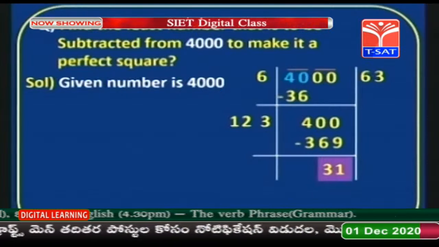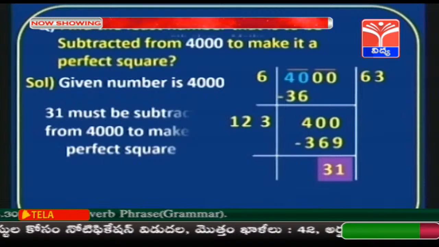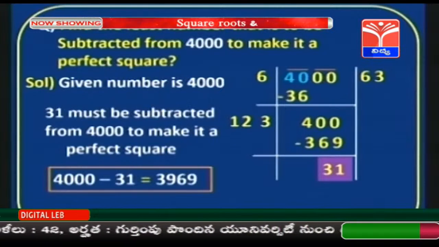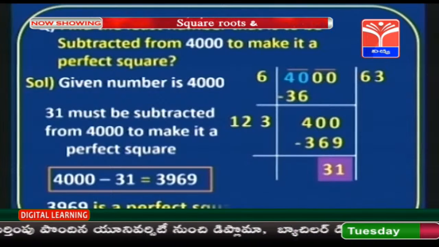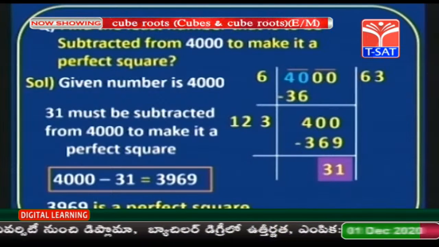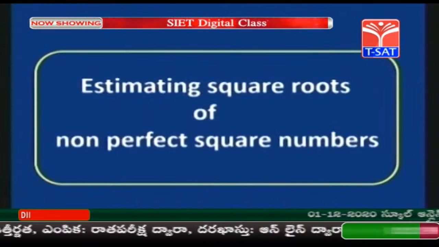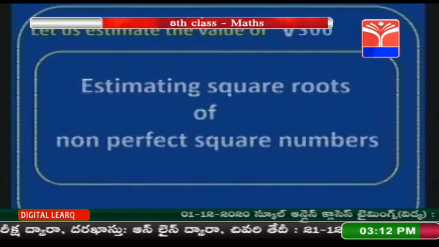So what you have to do now? 31 must be subtracted from 4000 to make it a perfect square. 4000 minus 31 equals 3969. So 3969 is a perfect square. Estimating square roots of non-perfect square numbers.